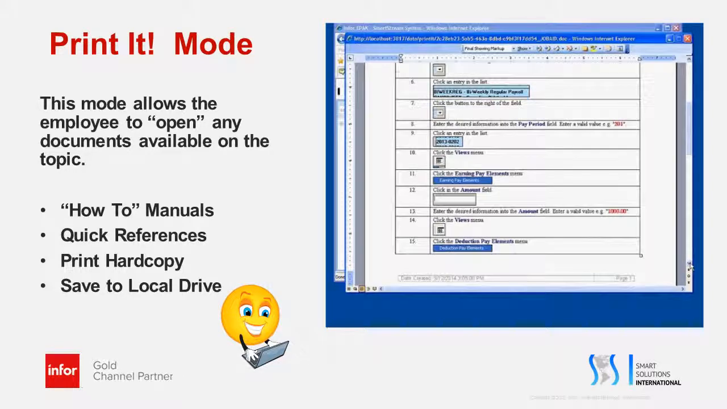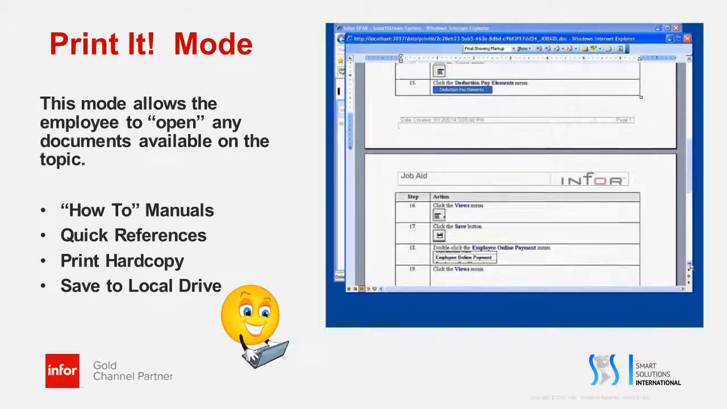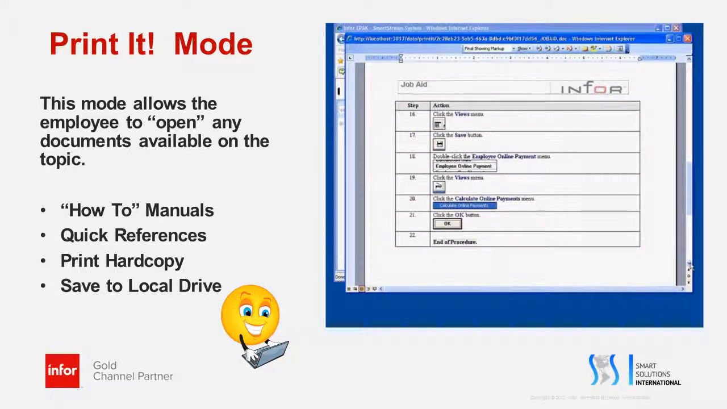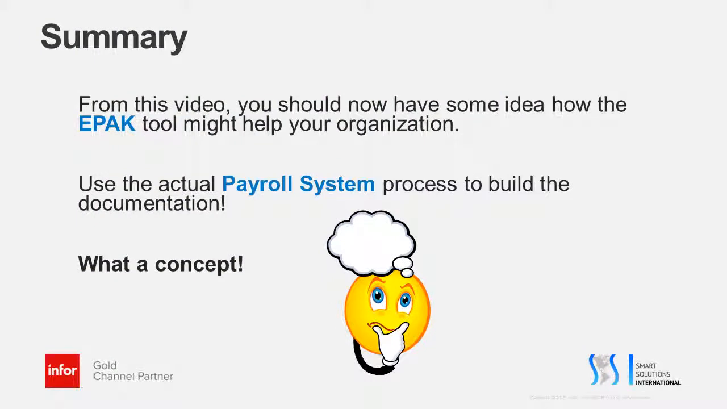This is a short document, in this case less than 2 pages, and not meant for training, but it's meant to provide assistance with a business process. The job aid is only one of several documents automatically delivered by EPAK. In summary, EPAK has just utilized the actual SmartStream payroll system and your business process to build a training video, an assessment capture, and printed documentation.